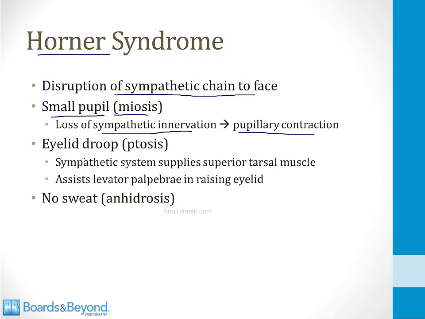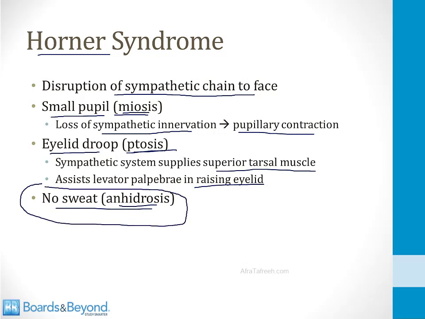Patients with Horner syndrome also have eyelid droop, which is known as ptosis. This is because the sympathetic nervous system supplies the superior tarsal muscle, which assists the levator palpebrae in raising the eyelid. And then finally, the third characteristic of Horner syndrome is absence of sweat on one side of the face. This is called anhidrosis. So many people remember that Horner syndrome consists of miosis, ptosis, and anhidrosis. And this final symptom, anhidrosis, is usually not obvious clinically. These other two are what are obvious clinically. Patients have a small pupil and a drooping eyelid.